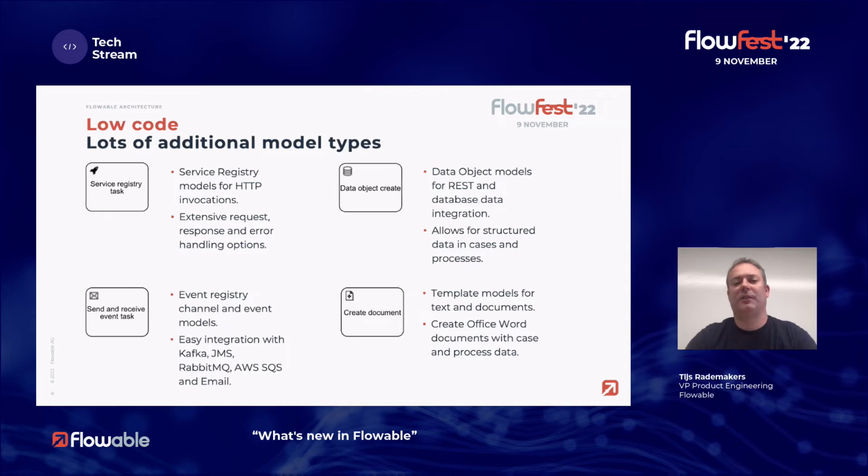And these are just 4 main examples of low-code features that we have in Flowable, but we have a lot more as well. So we really want to emphasize the low-code nature of Flowable and all the capabilities that we have with the different model types that we support.